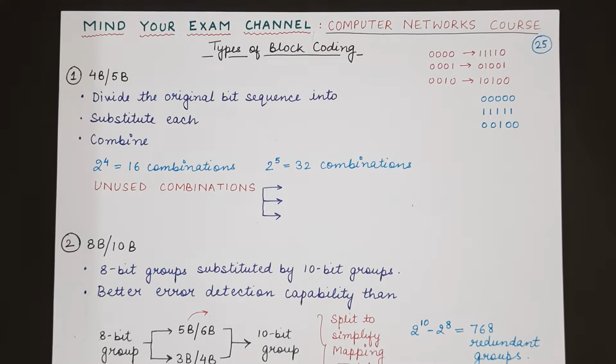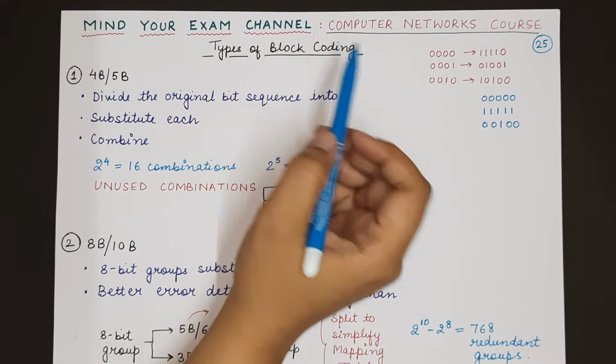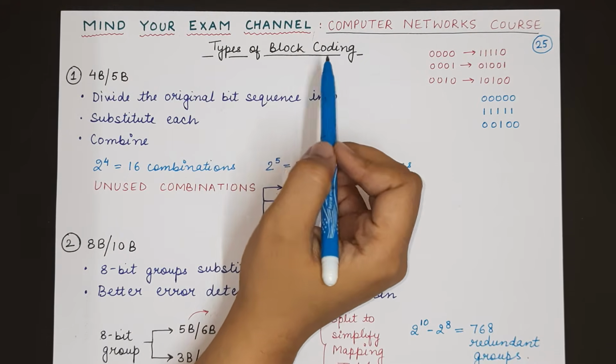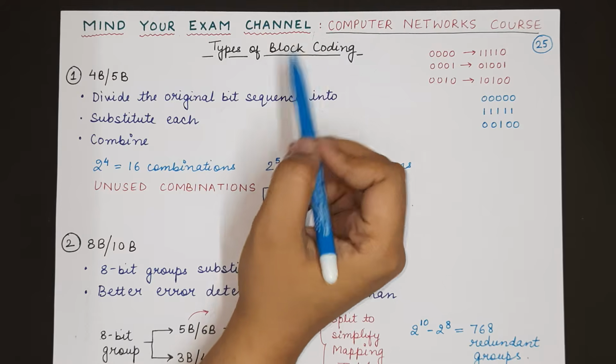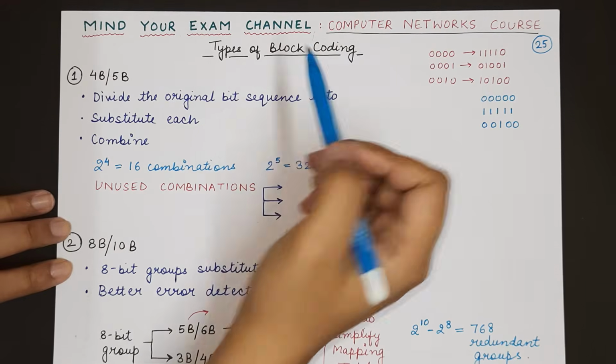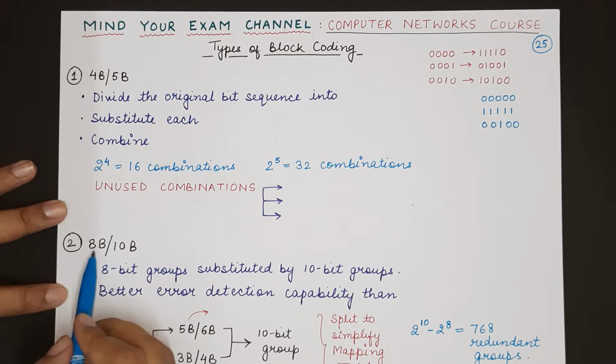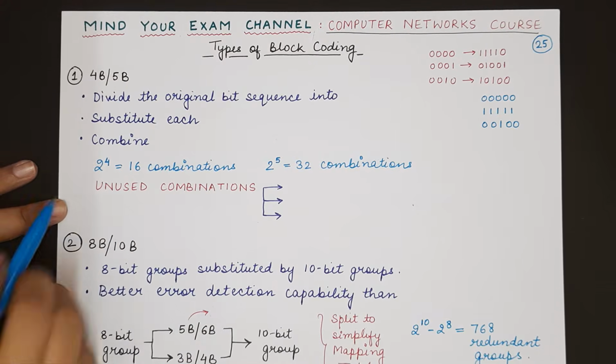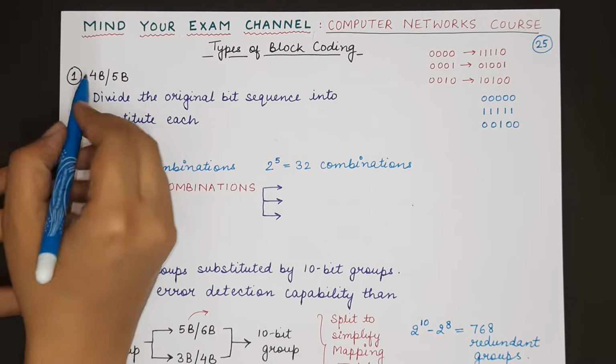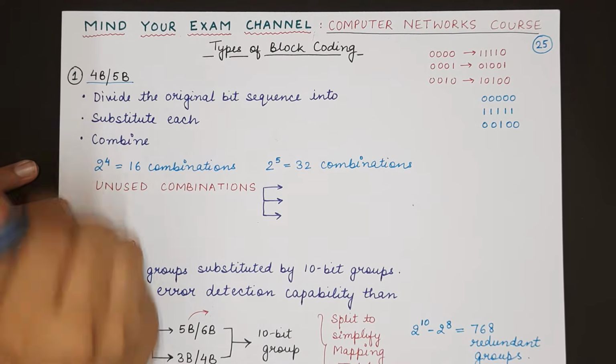So we are doing the computer networks course, and in this video we will be studying the types of block coding. We studied the concept and the logic behind block coding in the previous video, and today we will be doing two types of block coding, which are the 4B 5B block coding technique and the 8B 10B block coding technique. Okay. So let's start with the 4B 5B block coding technique.